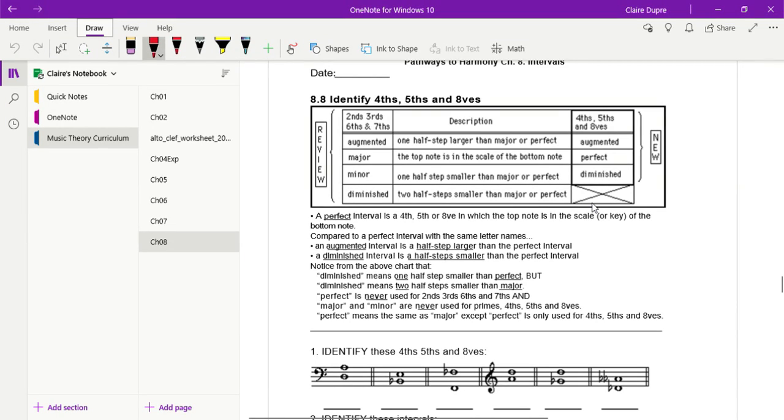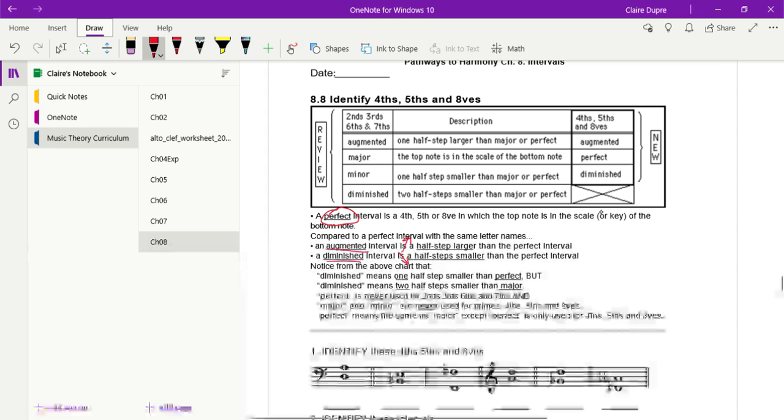All right, so we've done seconds, thirds, sixths, and sevenths, but we've kind of left out fourths, fifths, and octaves. So we're going to talk about those. These in a major scale, fourth, fifth, and octave, are going to be what's called perfect. So the top note has got to still be in the scale or key of the bottom note. Compared to a perfect interval with the same letter names, you can have either an augmented or diminished. Augmented is going to be half step higher, diminished half step smaller, or lower.